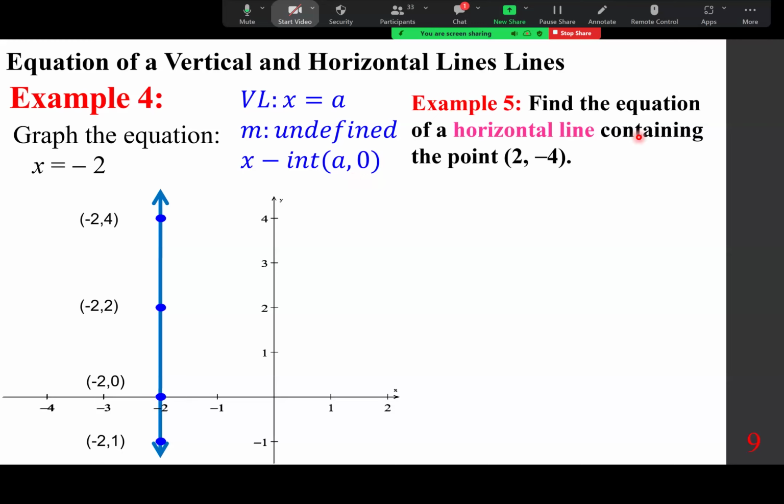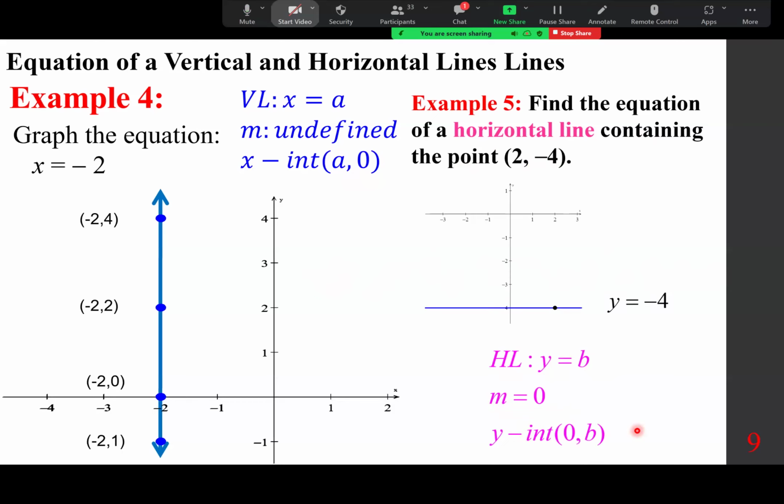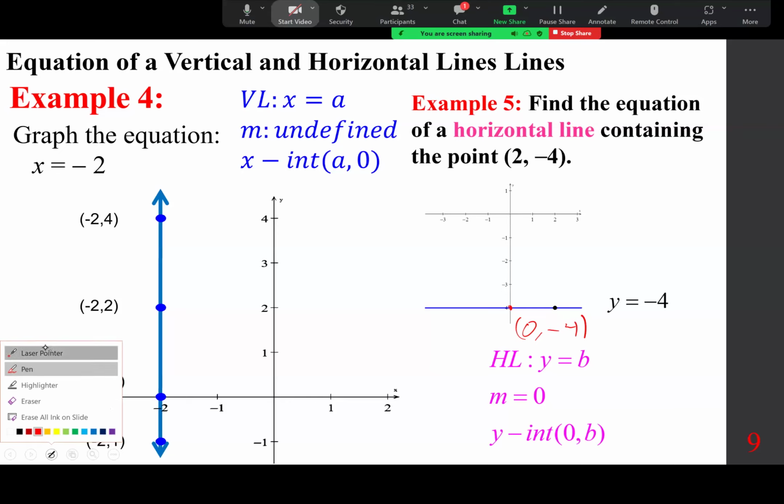Example 5, find the equation of a horizontal line containing this pair. Now, when we say a horizontal line, that means the y-coordinate doesn't change. So no matter what, the y-coordinate remains unchanged. Therefore, y must be negative 4. Remember, horizontal line: y equals b. The slope is 0. The y-intercept is located at (0, b), so this one has y-intercept (0, negative 4).